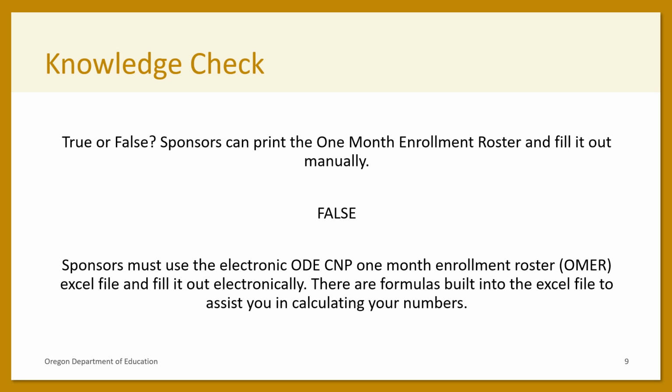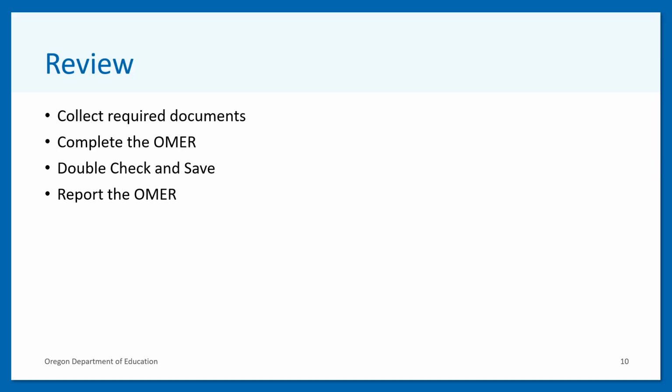To review, in this training we have discussed the steps to take in order to complete the OMER. This includes collecting required documents, completing the OMER using the instructions listed in the Excel file, having a different staff member complete a double check of the completed OMER, saving the OMER electronically, and finally reporting the numbers by pulling the information in the Excel and plugging them into CMP Web.